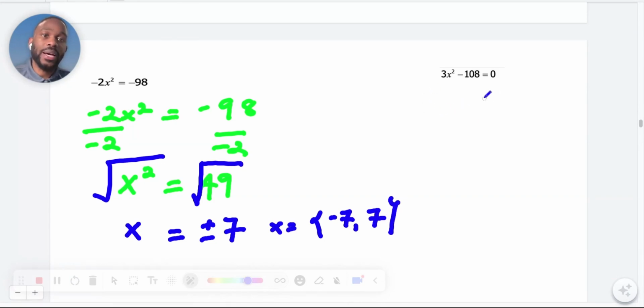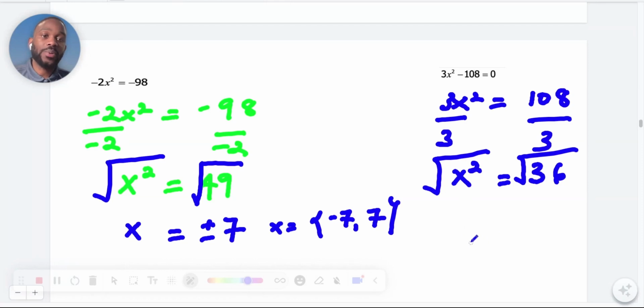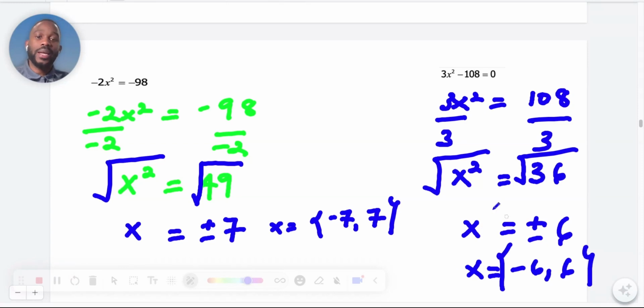Again, looking at this example, guys, isolate x, and then this will be 3x squared is equal to positive 108. Divide both sides by 3. You're going to get x squared being equal to 36. All right, so at this point, find the square root of both sides of the equation. So to undo the square, find the square root, you'll get x is equal to plus or minus 6. So that's the solution set.